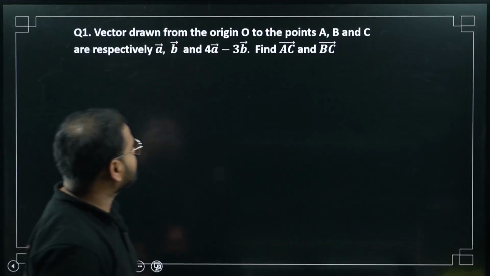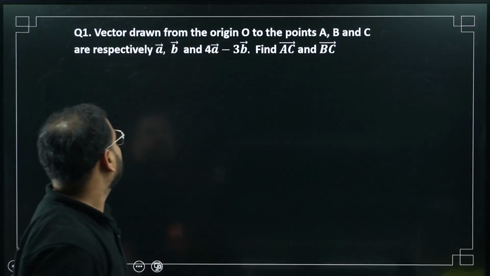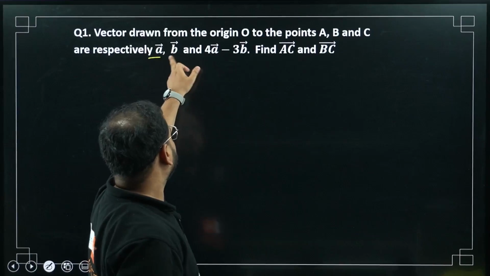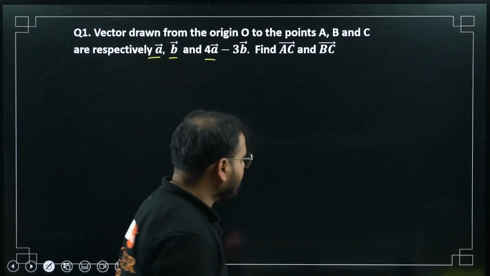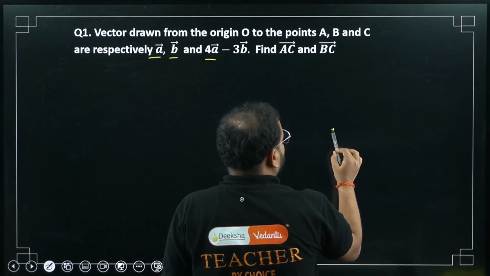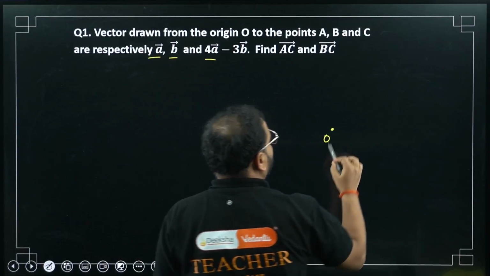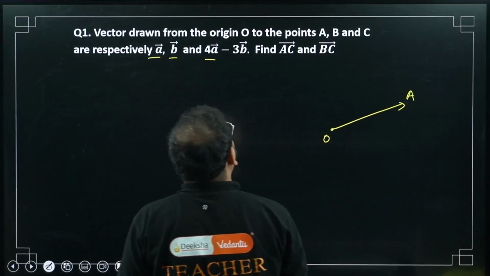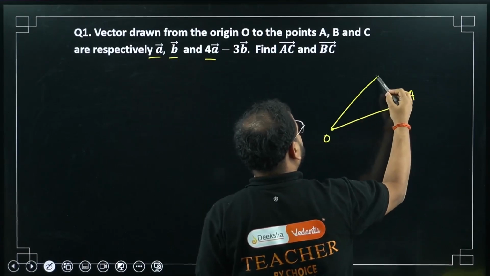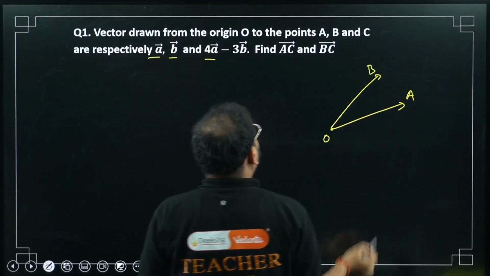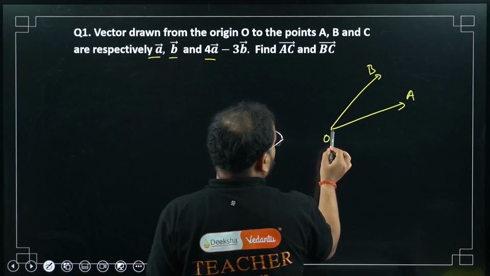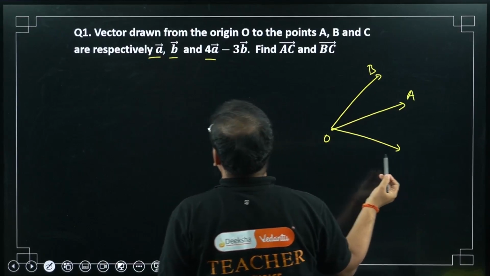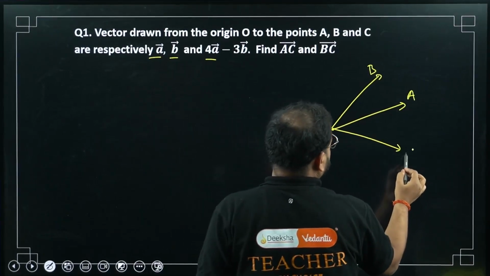Vector drawn from the origin O to the point A, B, C. They're given here for the point A, for the point B, for the point C. Let's draw it. So I'll take this point to be, let's say, origin. From O to A, let's call this point A. O to B, let's call this point B. And I have a point O to C also, let's say like this.